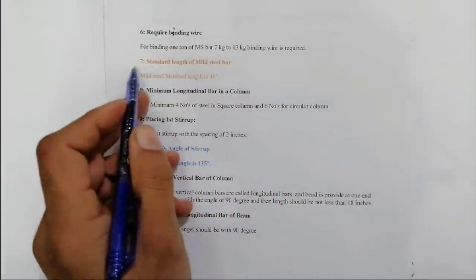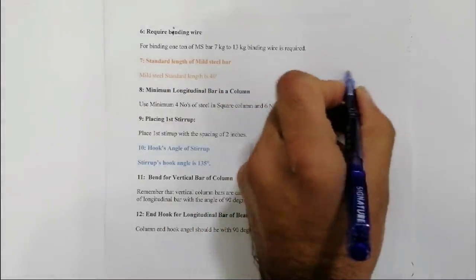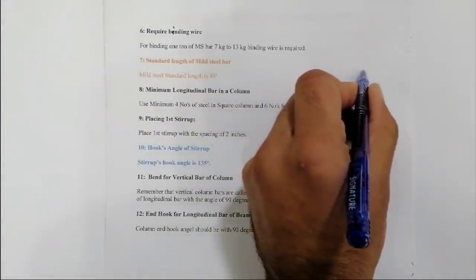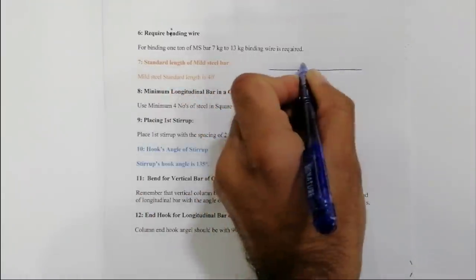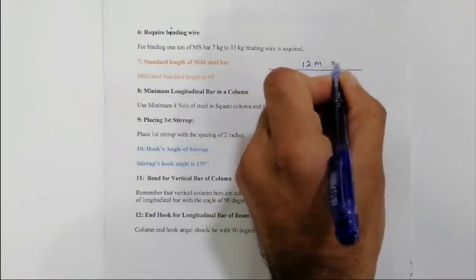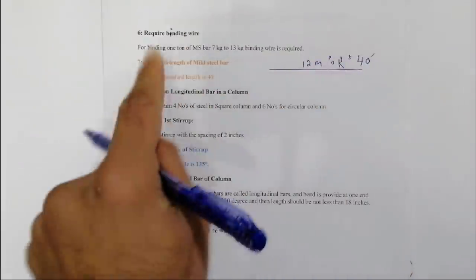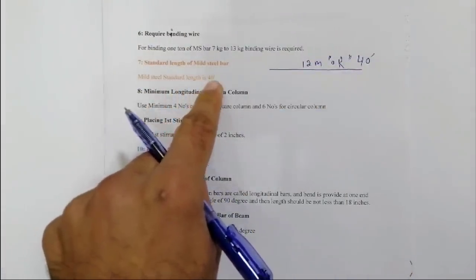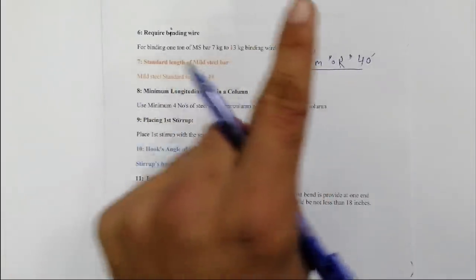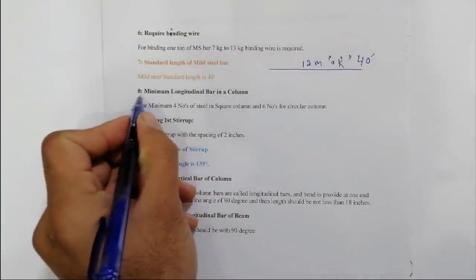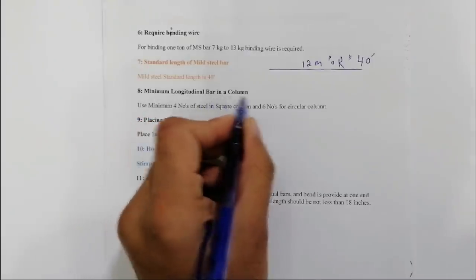Now we have the seventh one, standard length of mild steel. Means the company sends us standard length of steel, that's 12 meter or 40 feet, right? So mild steel standard length is 40 feet or 12 meter. They send it from the company.